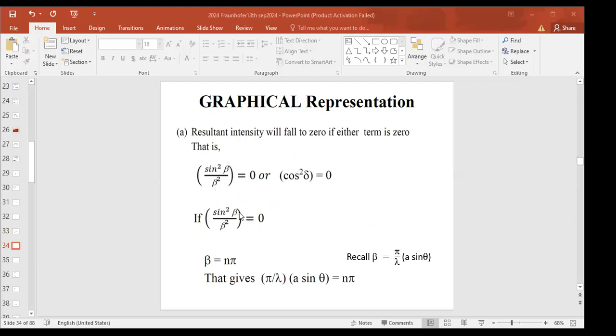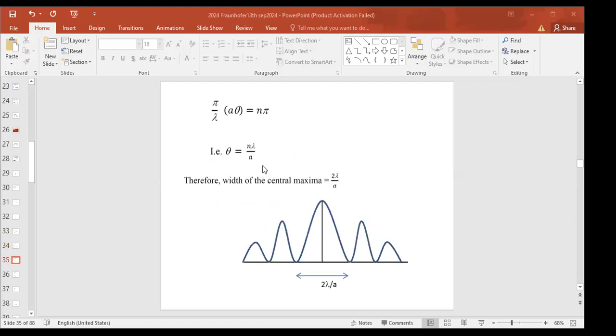If sine squared beta over beta squared is zero, then you can remember these things we have done in the single slit. That gives a sine theta is equal to n pi, this equation, and finally this equation. So theta is equal to n lambda over a, you can remember this equation. Therefore, the width of the central maxima: this is lambda over a, this is lambda over a, this is 2 lambda over a. So we got a pattern like this in the single slit diffraction. That is not a new thing, because we have done that just now. So we got a pattern like this, with lambda by a, 2 lambda by a, the central fringe width.